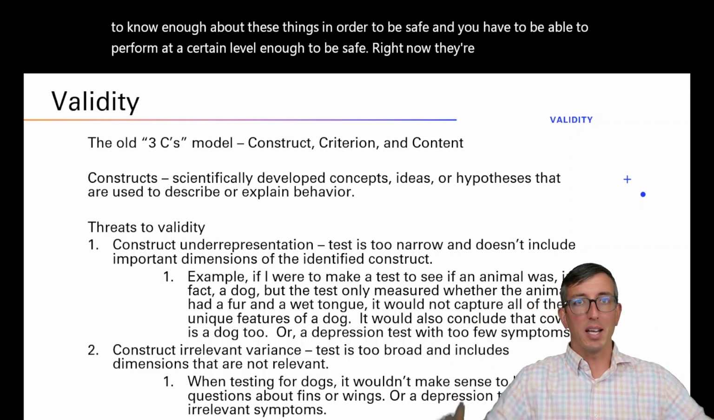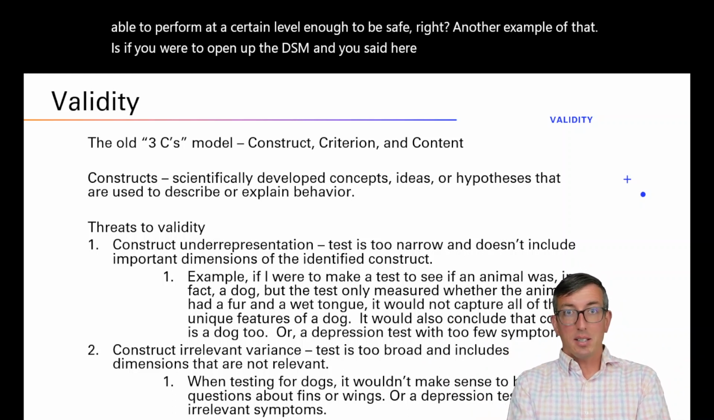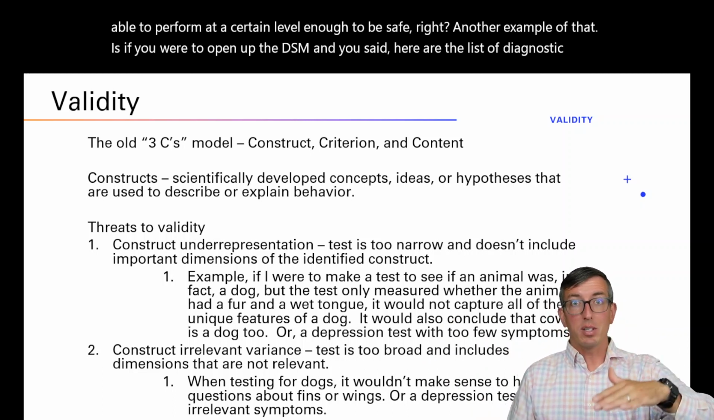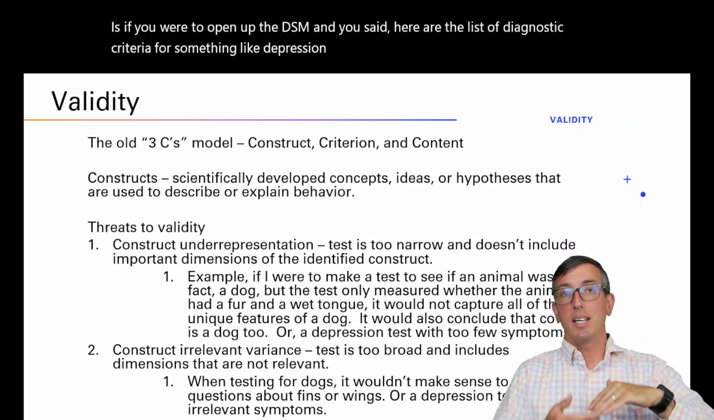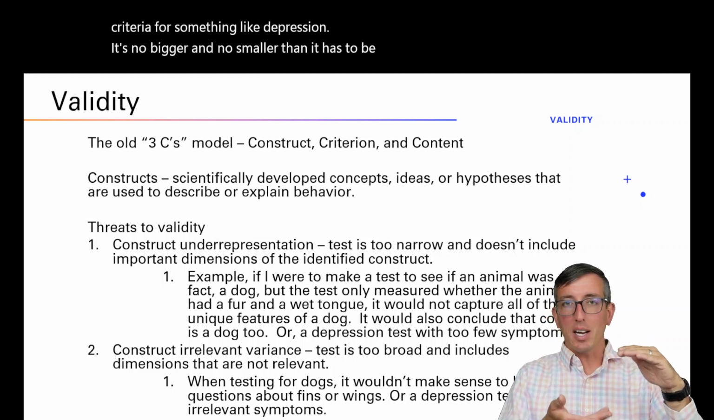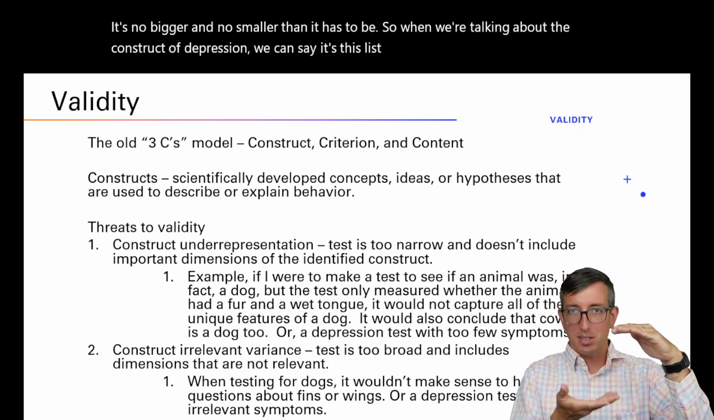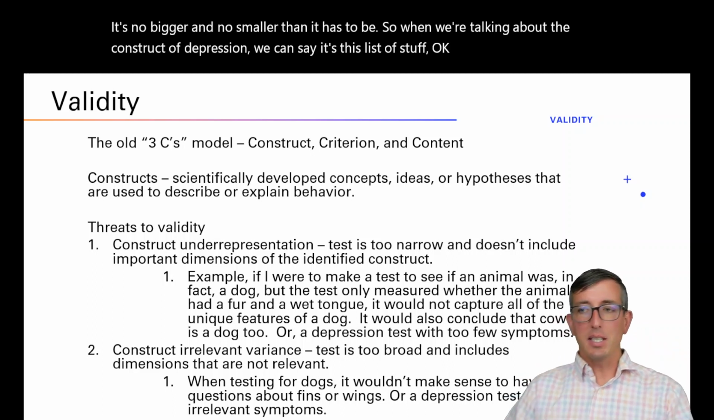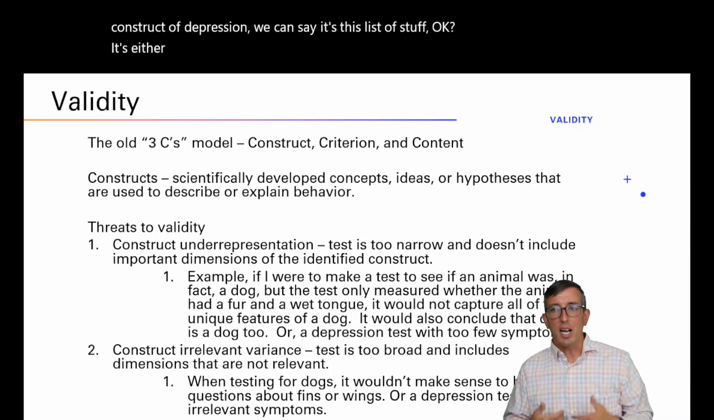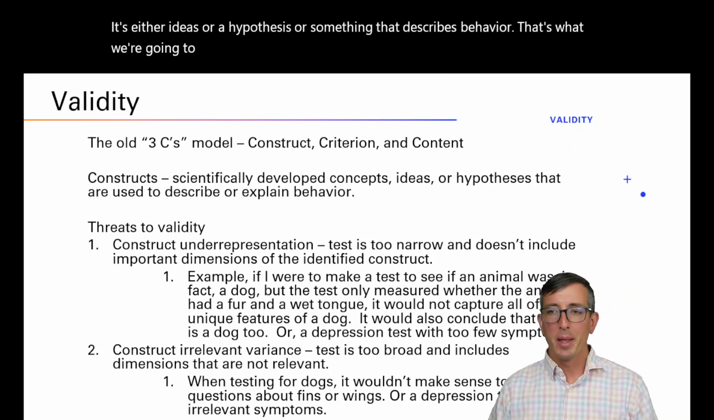Another example of that is if you were to open up the DSM and you said, here is the list of diagnostic criteria for something like depression. It's no bigger and no smaller than it has to be. So when we're talking about the construct of depression, we can say it's this list of stuff, okay? It's either ideas or a hypothesis or something that describes behavior. That's what we're going to talk about here.